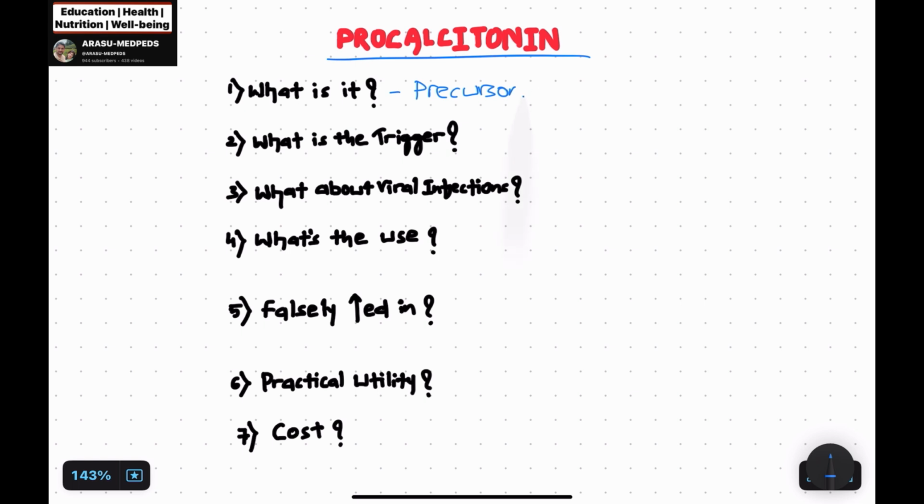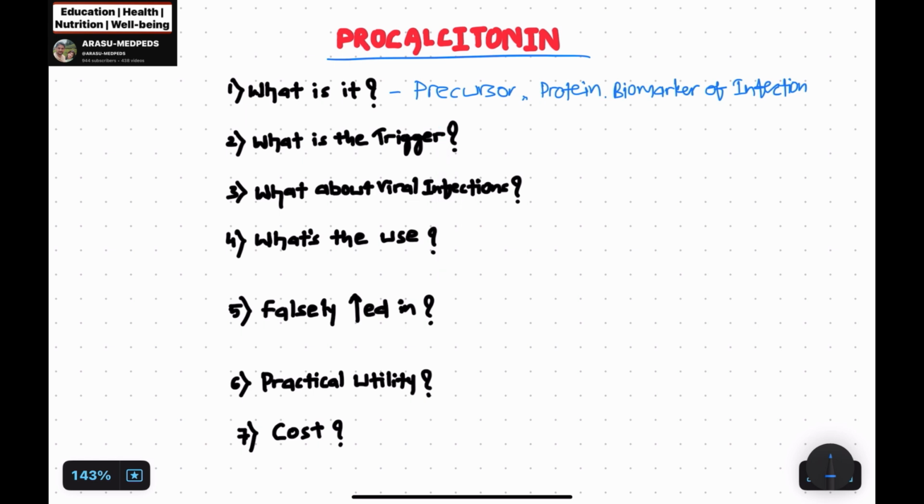In the sense, it is a protein molecule which is considered as a biomarker for the detection of infections. That's why when the patient is having especially sepsis, severe infections, we often ask for procalcitonin levels.